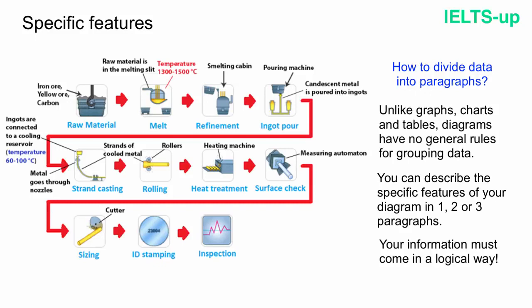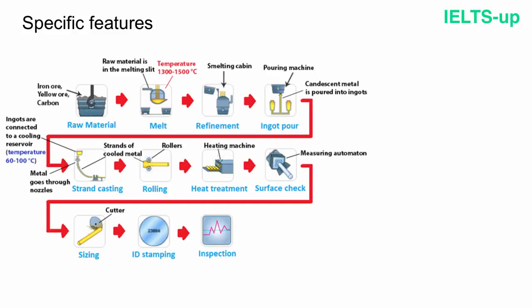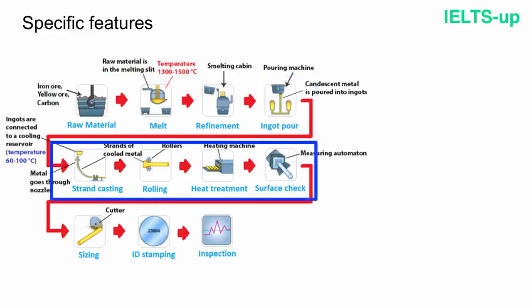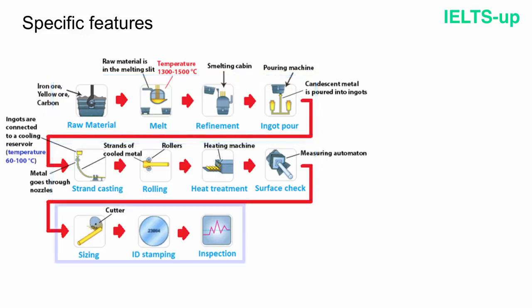That is to say, it's a bad idea to start with the last stage, then write about the third stage, then describe the first stage, and so on. Your information must come in a logical way. Now let's see how I wrote the specific features. I decided to divide the specific features into 3 paragraphs, so that the first paragraph writes about the first 4 stages of our process. The second paragraph writes about the next 4 stages. And the last paragraph writes about the last 3 stages.